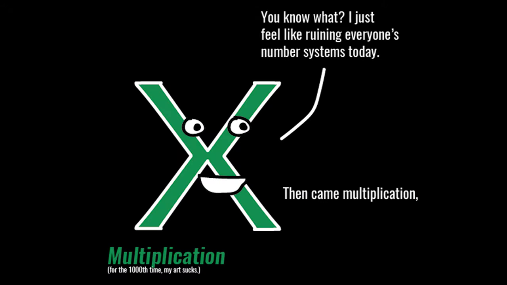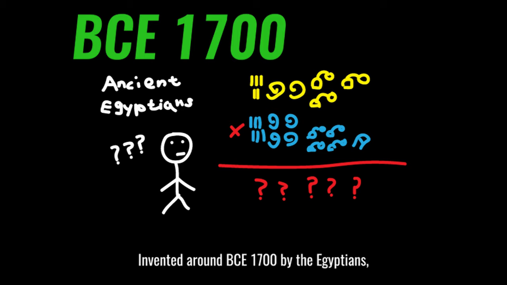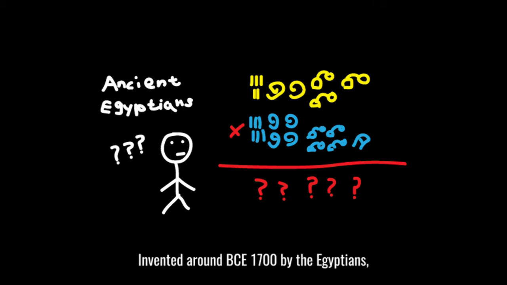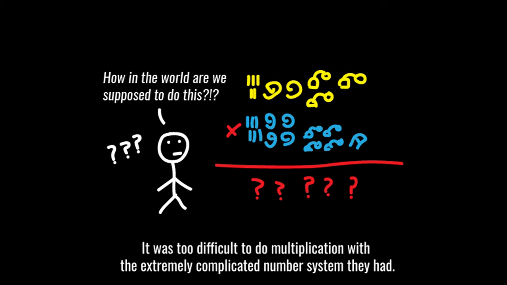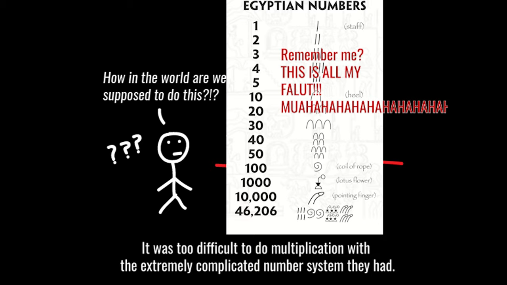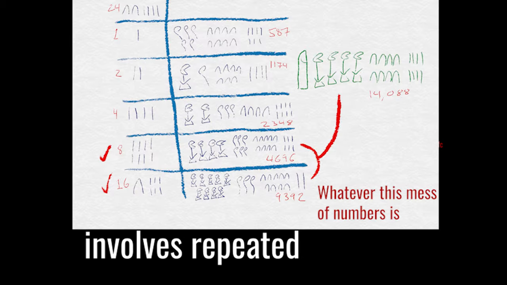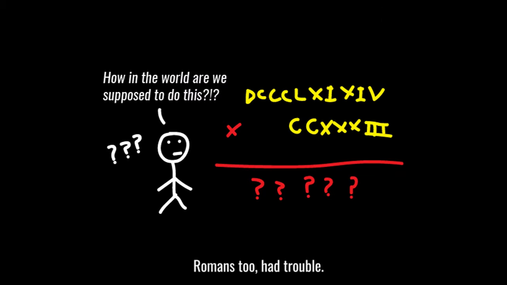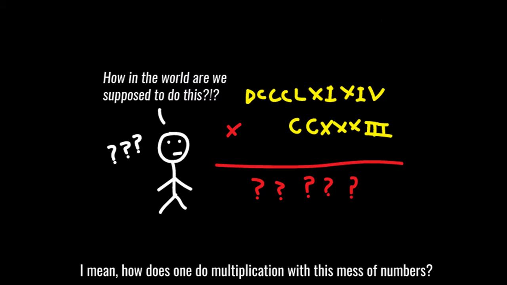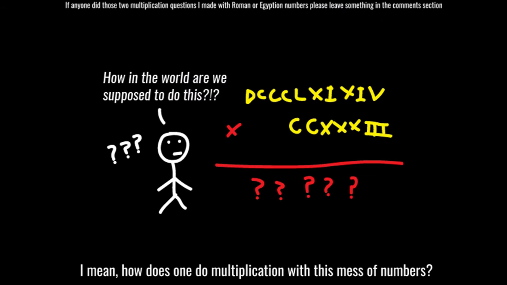Then came multiplication, which screwed everything up. Invented around BCE 1700 by the Egyptians, it was too difficult to do multiplication with the extremely complicated number system they had. So, instead of doing actual multiplication, the Egyptians did a life hack method which basically involves repeated addition. Romans too, had trouble. I mean, how does one do multiplication with this mess of numbers?